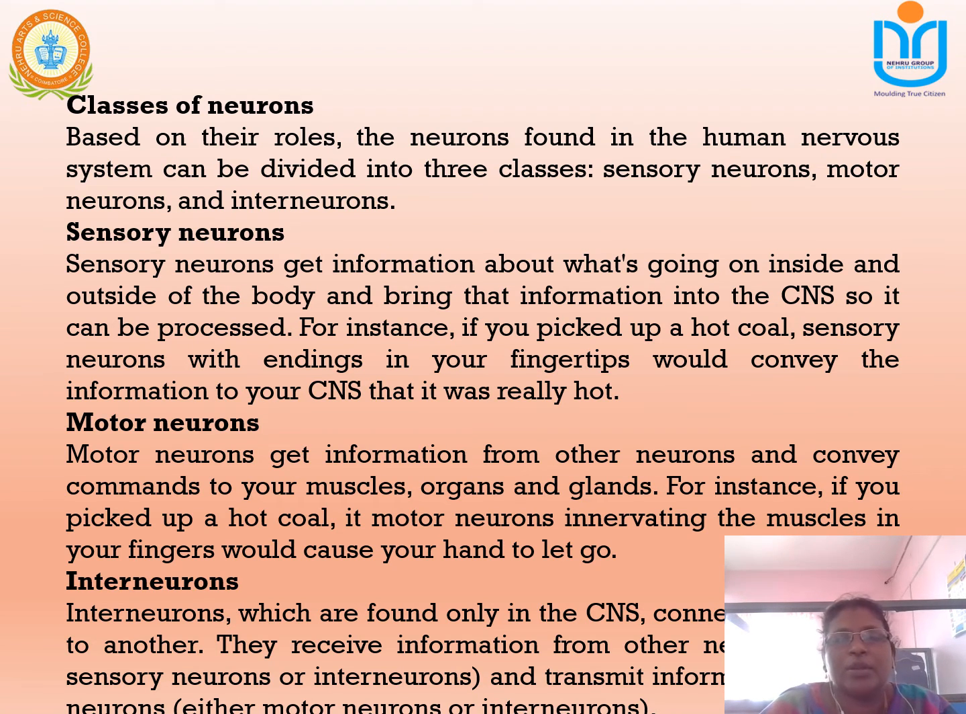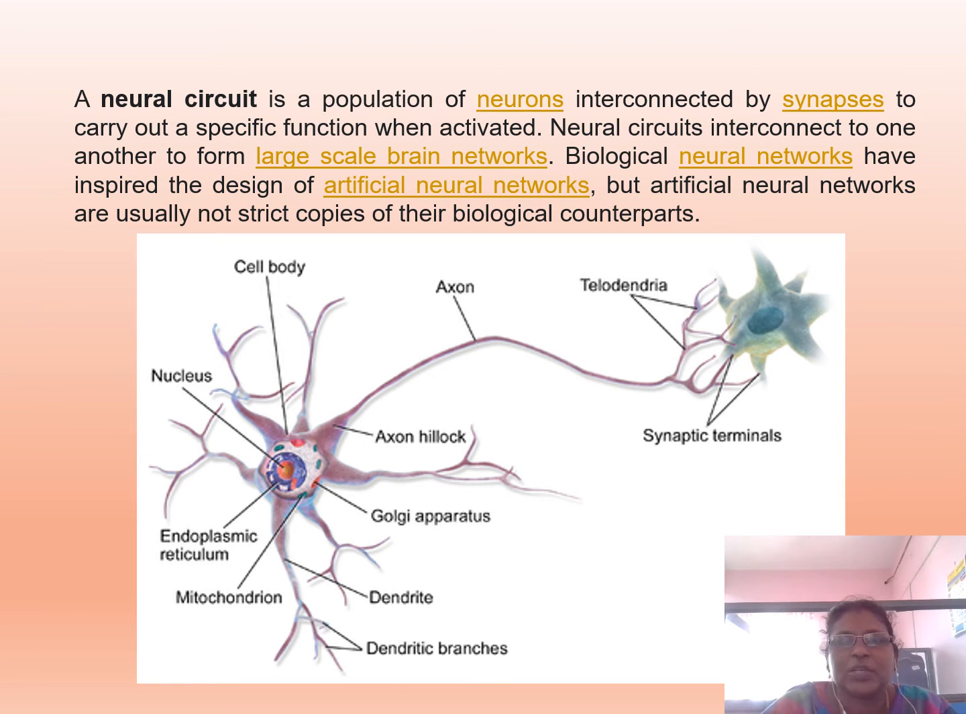Motor neurons get information from other neurons and convey commands to your muscles, organs and glands. For instance, if you picked up a hot coal, motor neurons innervating the muscles in your fingers would cause your hand to let go. Coming to interneurons, they are found only in the central nervous system. They receive information from sensory neurons as well as motor neurons and transmit the information. So this is the structure of neuron and neuronal circuit.